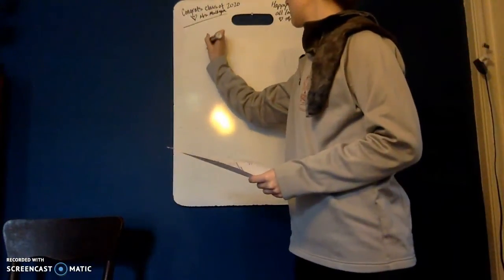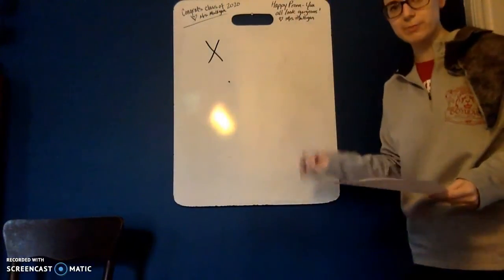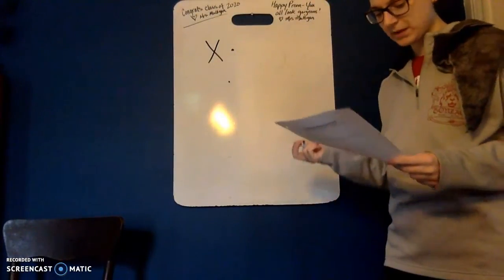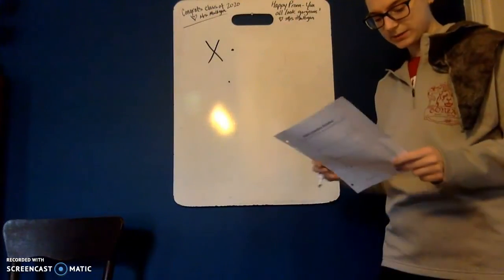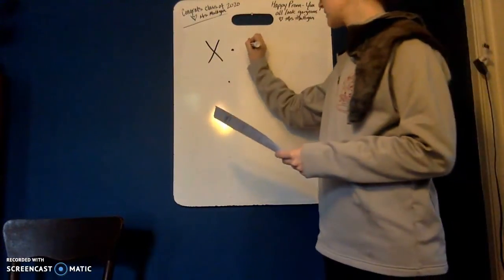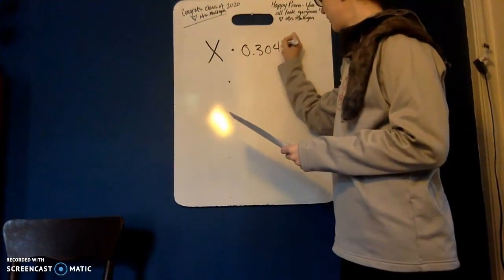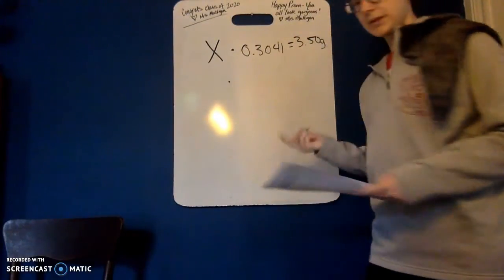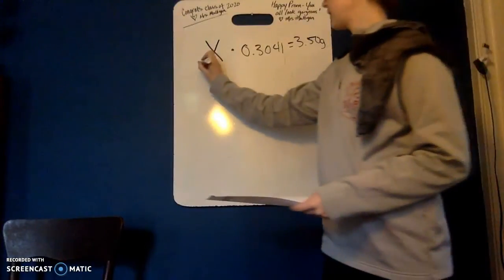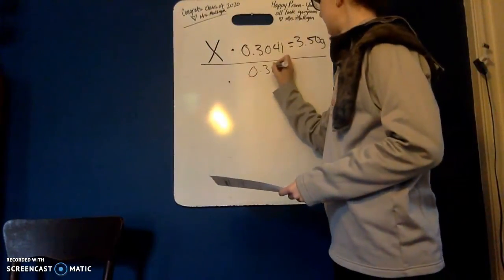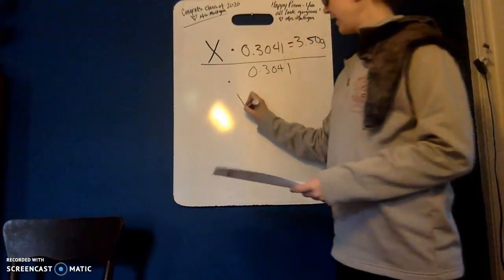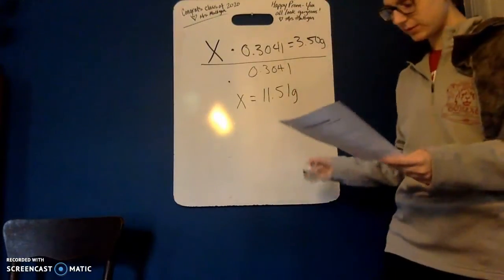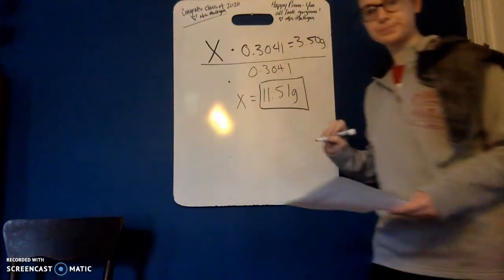So I'm going to make X the total mass of the sample. Remember, we multiply the total mass of the sample by the percent to find the grams of the element. For nitrogen in N2S2, the percent was 30.41, so I have X times 0.3041 equals 3.50 grams. They told us that in the problem. So now, if I divide both sides by 0.3041, I get X is equal to 11.51 grams. So that is the mass of the total sample.